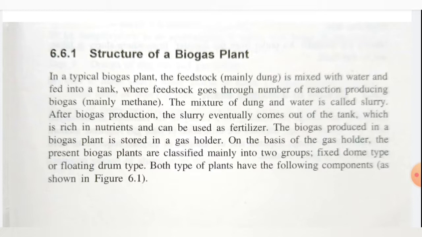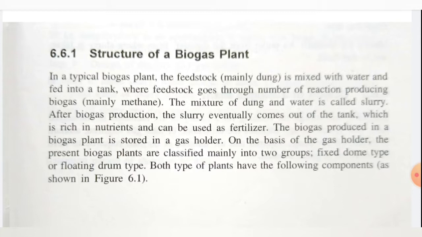So in a typical biogas plant, the feedstock, that is mainly animal dung, is mixed with water and fed into the tank. That means we are mixing the water and animal dung, that is the feedstock, into the tank, where the feedstock goes through a number of reactions producing the biogas, that is mainly methane gas. Which gas is produced in the biogas? That is methane gas. The mixture of the dung and water is called a slurry. That means for the biogas plant, the input is nothing but the slurry.